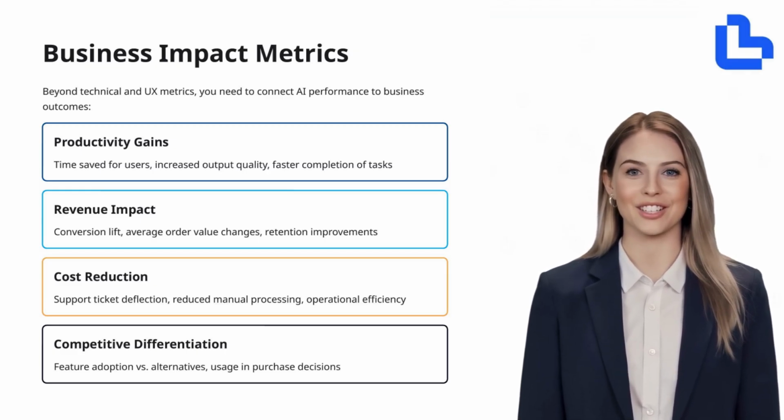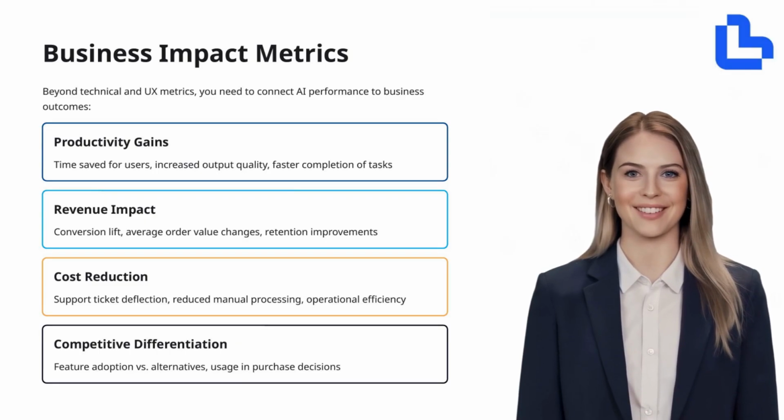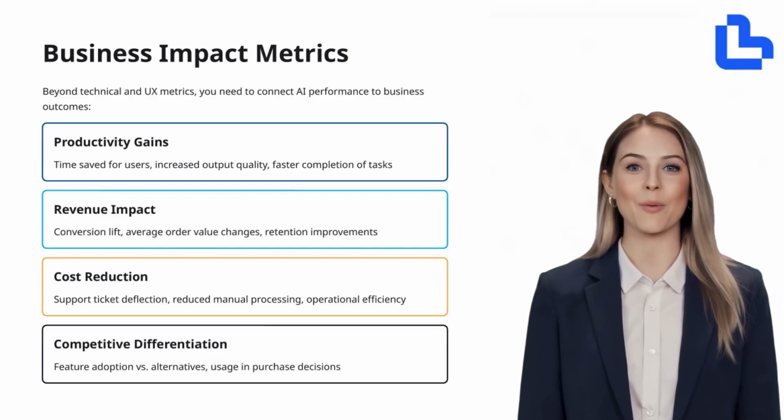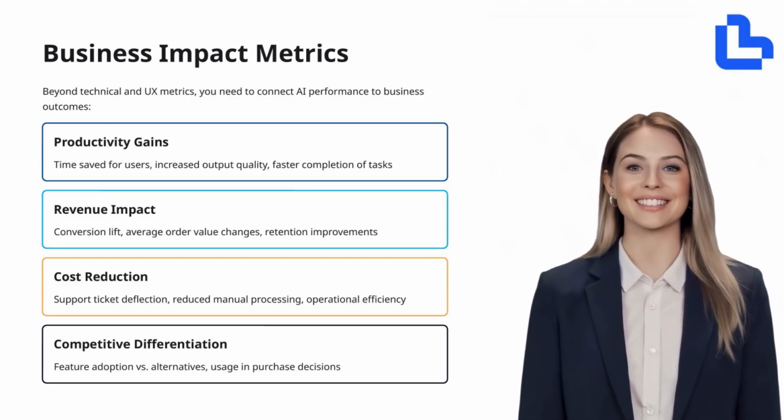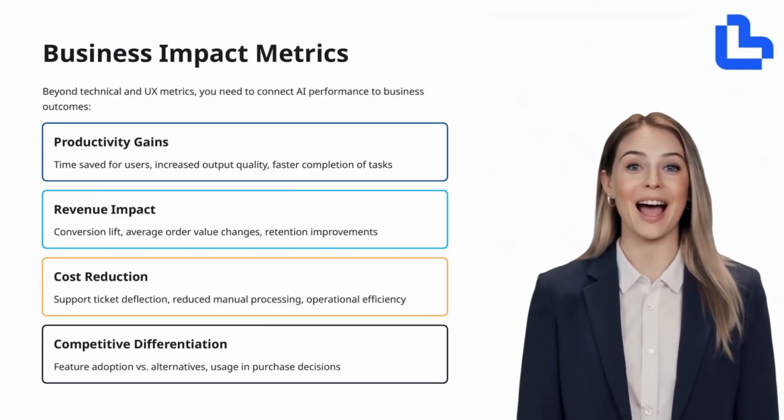Start by measuring productivity gains. How much time are users saving? Are they completing tasks faster or producing higher quality outputs? These metrics help quantify the efficiency improvements AI brings to your product. Next, look at revenue impact. AI features can influence conversion rates, increase average order value, and improve customer retention. Tracking these changes helps you understand how AI contributes to top-line growth.